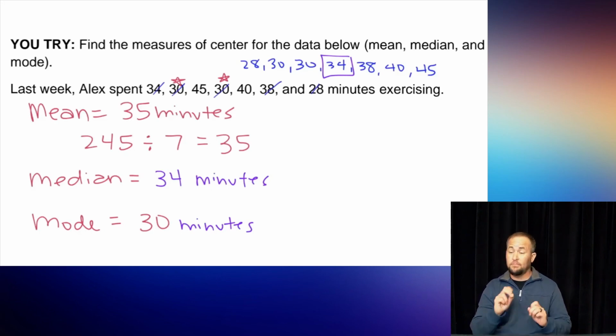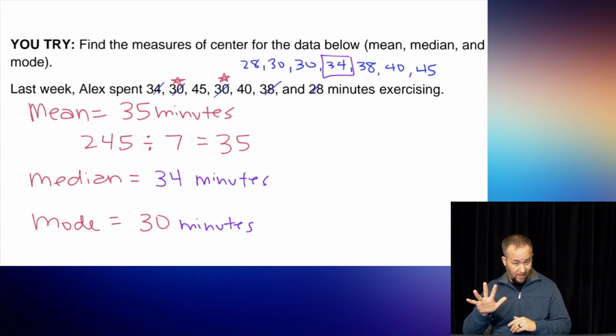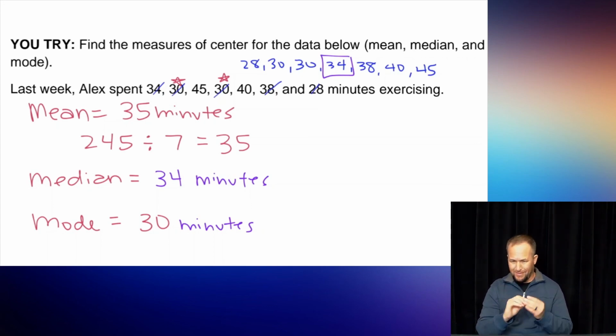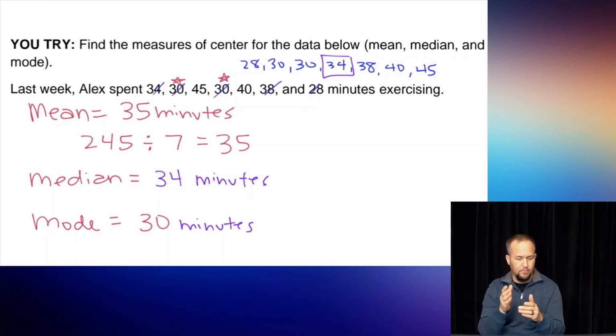Okay, take a look. My mean, I got 35 minutes, because when I totaled up those 7 numbers, I got 245, and divided by 7, ended up with 35, and I put that label minutes on. Median, because there are only 7 numbers, there is going to be 1 middle number, and that middle number was 34. But just a quick reminder, if there are an even number of data in your data set, then you are going to need to find the mean of those 2 middle numbers, or the average. So go ahead and add those up, divide by 2.